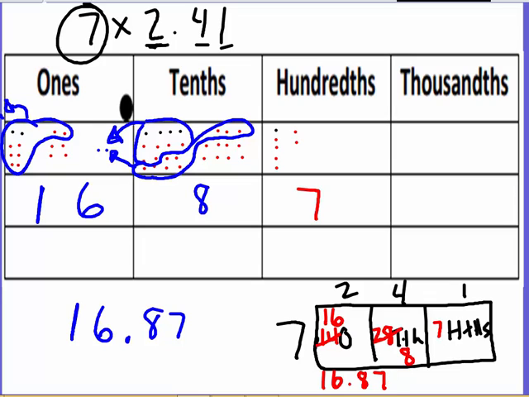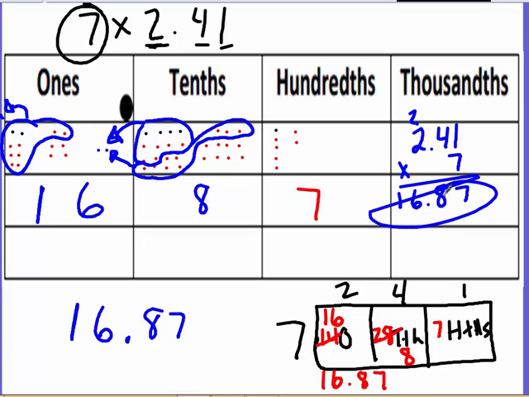So my last step is I'm just going to check using my standard algorithm. 2.41 times 7 is 7, 8. Carry the 2. And look at that, all my answers match up.